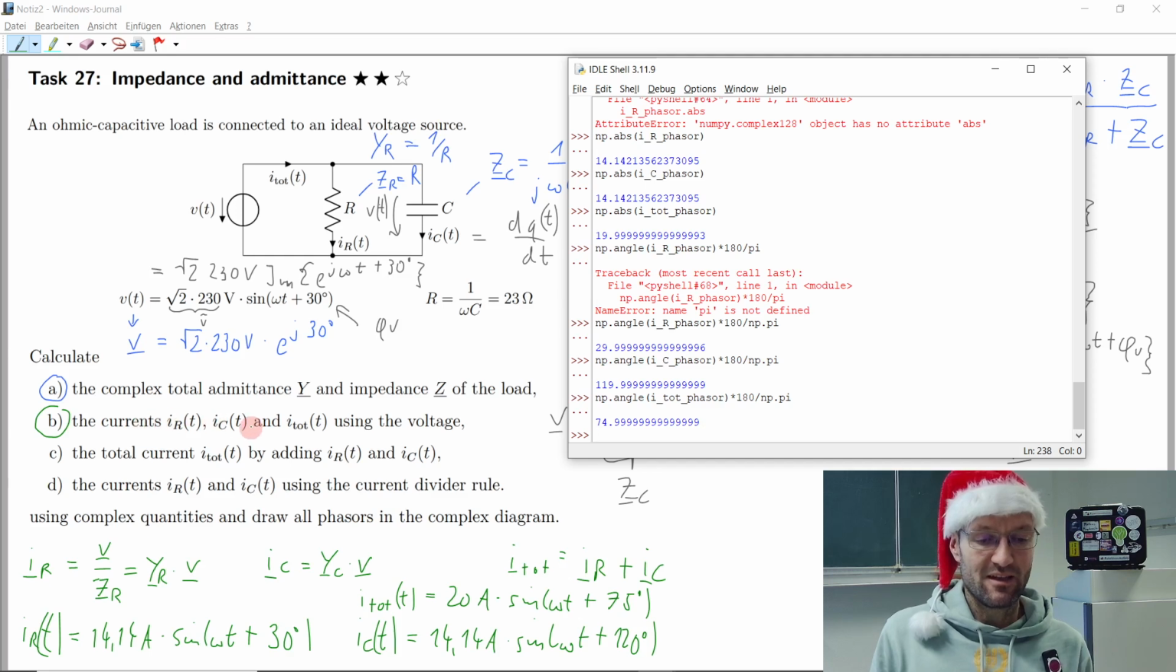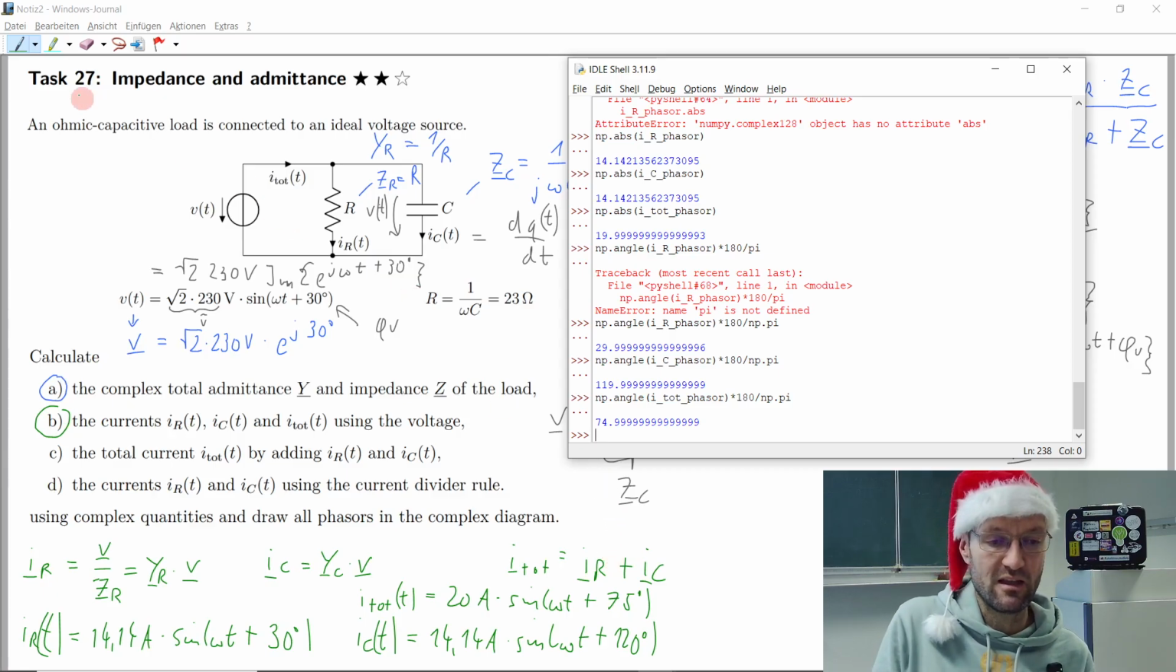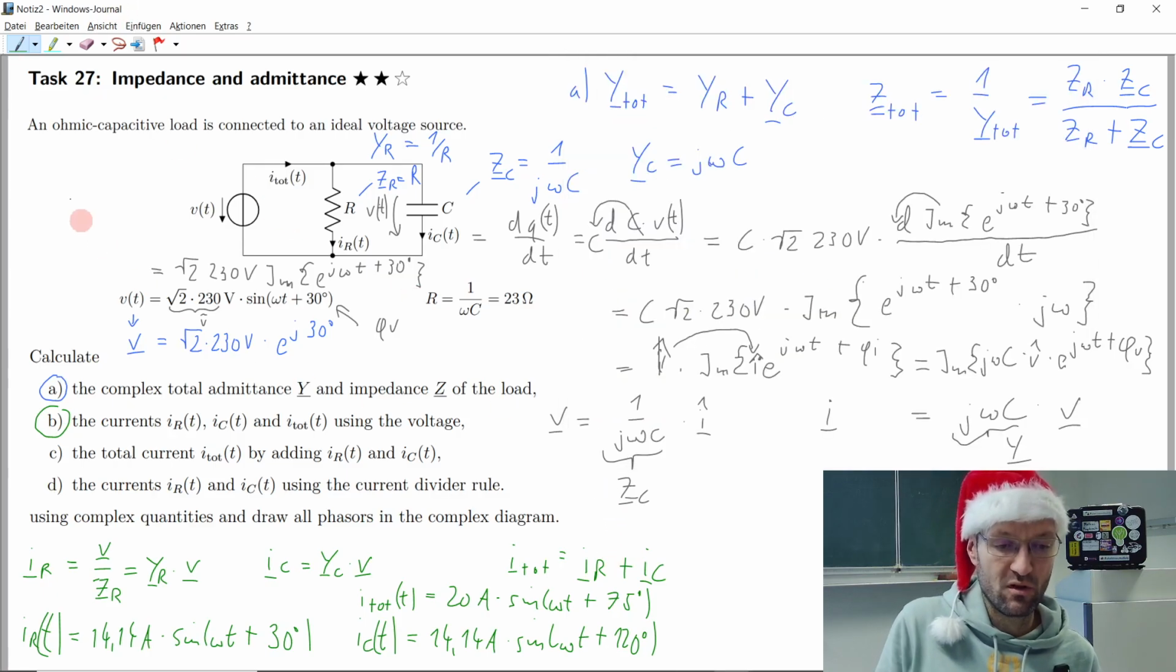Now in task C, or no, in task B, we should just calculate also the total current using the voltage, not really by adding the currents. This is what I've already done. How could we also calculate the total current in task B?